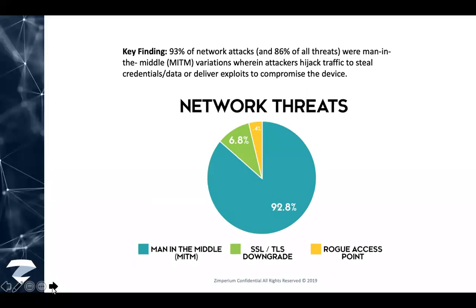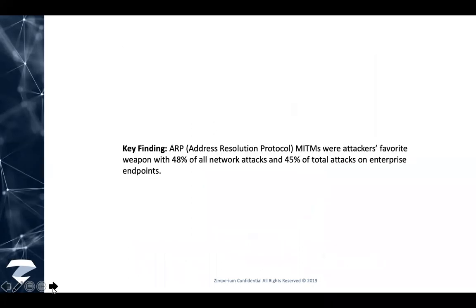When you actually look at it, 93% of the attacks in the first half of this year, and 86% of all threats and attacks, were man-in-the-middle attacks. So straight MITM or a MITM variation, where the attackers can hijack the traffic and, as I mentioned a minute ago, steal credentials and/or exploit the device. Rogue access points are a relatively small number, but still a very dangerous one. This is a straight illegitimate Wi-Fi network that the phones will connect to. And then the SSL downgrade is literally stripping out the SSL and leaving traffic out in plain text, basically. But the man-in-the-middle attack is the primary.